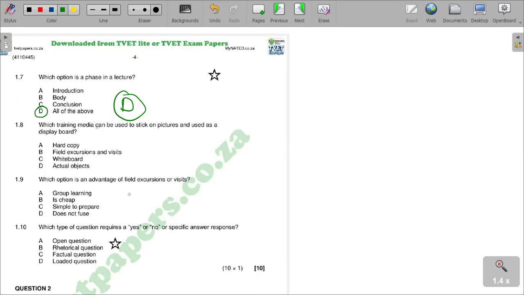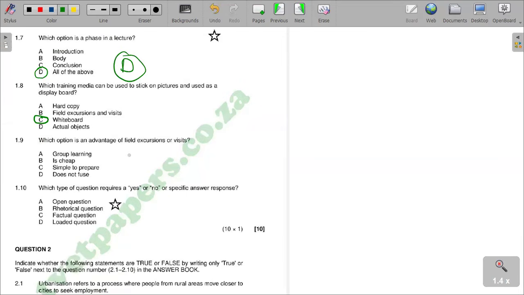Which training media can be used to stick on pictures and used as a display board? We have what you call a whiteboard. A whiteboard can be used as a media to stick on pictures and used as a display board, right? Let's move on to 1.9.